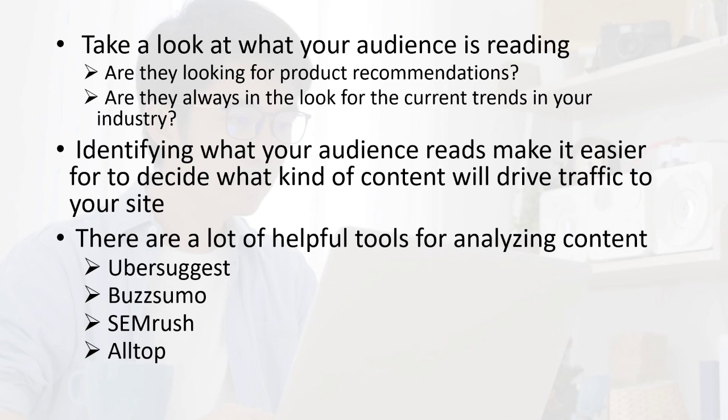There are a lot of helpful tools that you can use to identify what kind of topics do well in your niche. Tools like Ubersuggest, BuzzSumo, SEMrush, and Alltop help you to analyze the most popular and shared contents of your competitors.